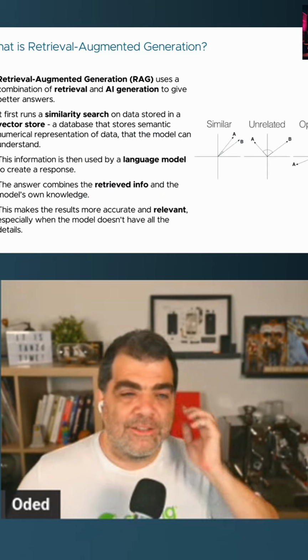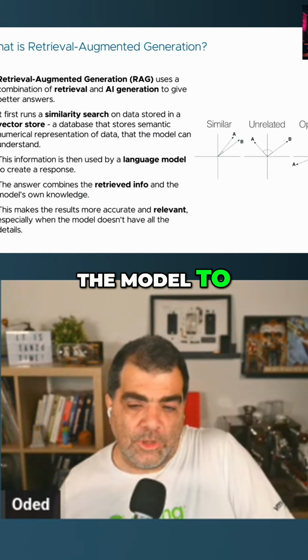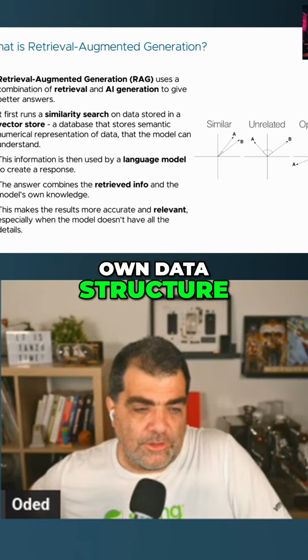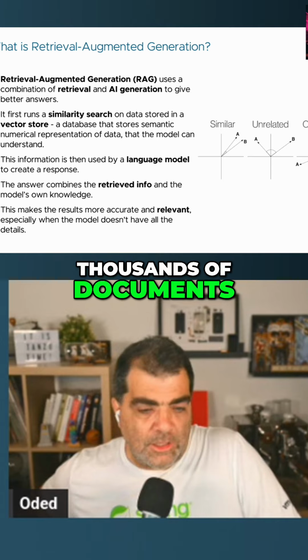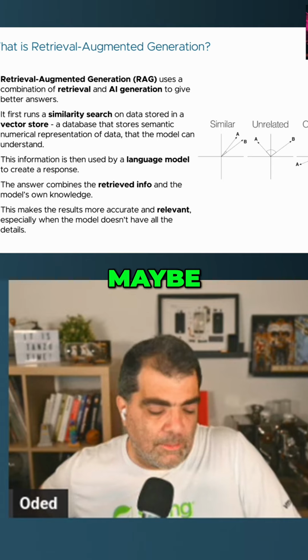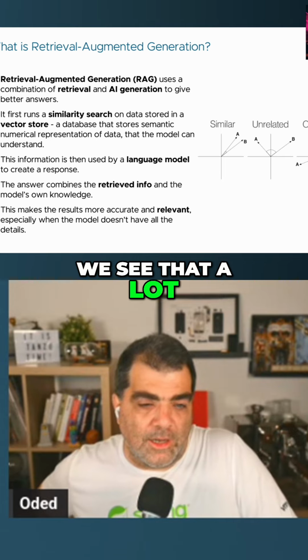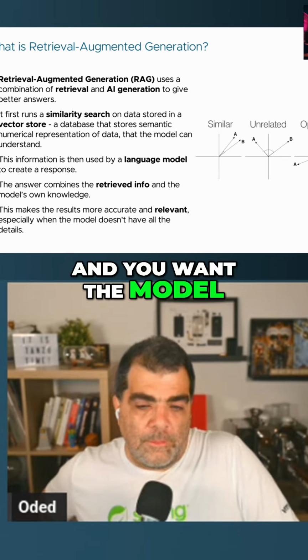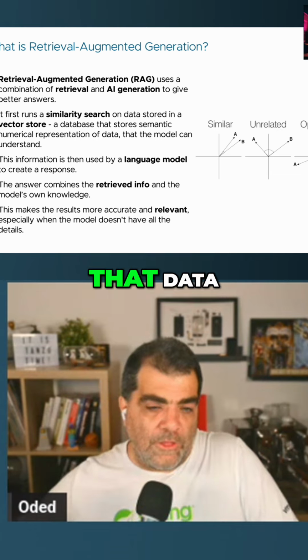kind of like tricking the model, because you want to use the model to work on your own data or your own data structure. So you want to take thousands of documents, millions of documents, maybe they're PDFs. Usually we see that a lot, or just Word documents, whatever it may be. And you want the model, whatever model it is, to basically answer questions on that data, right?